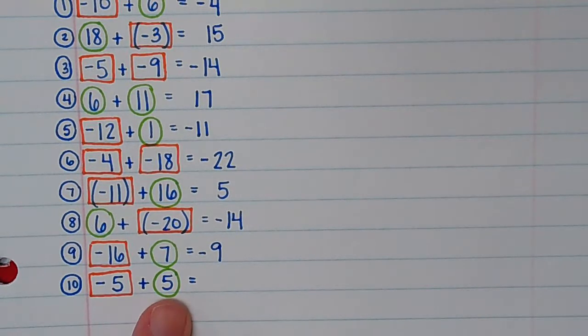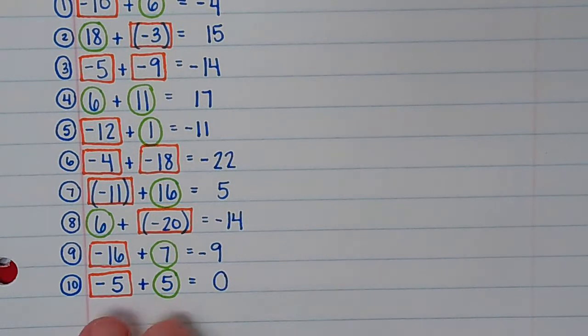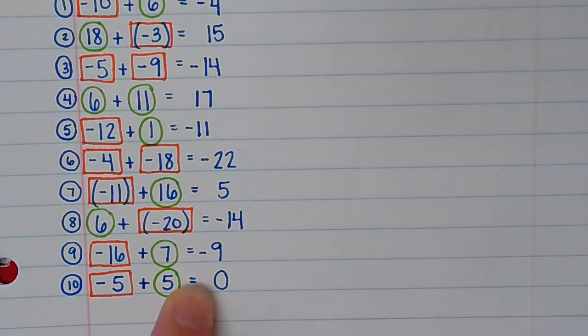So 5 minus 5 is going to leave you with 0. And since these numbers are the same, you don't leave it as anything. 0 can't be positive or negative. 0 is just 0. So you don't need to put a plus sign in front of this to show me it's positive. You don't need to put a negative sign in front of it to show me it's negative, because 0 can't be either one of those.